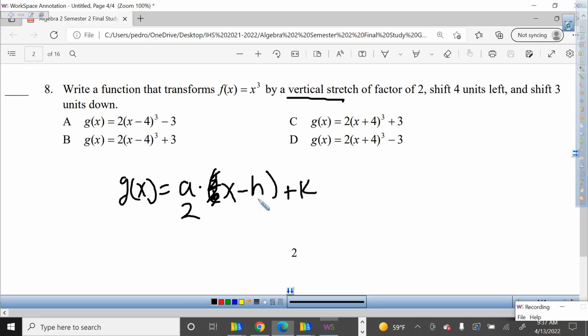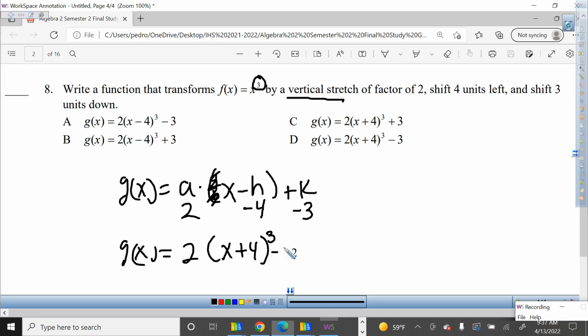2. How about for H? 4 units left. What kind of number am I going to substitute here? Left. -4. That is correct. How about shift 3 units down? What do I write? -3. Okay, so now I just need to rewrite this. G of x equals 2 parentheses. X, negative times the negative is a positive 4. Don't forget the exponent because now it's applied to what kind of function? A cubic, and then at the end, minus 3. Answer.